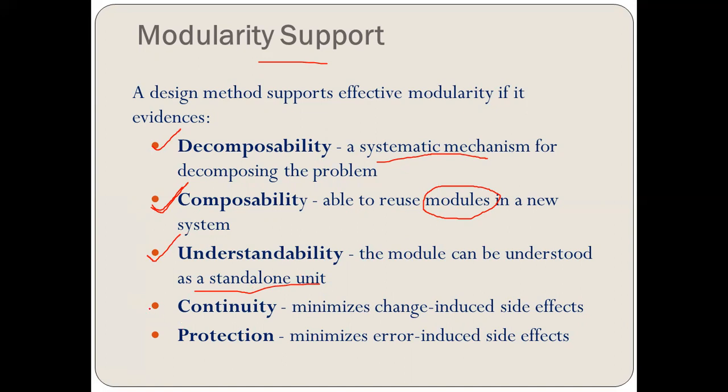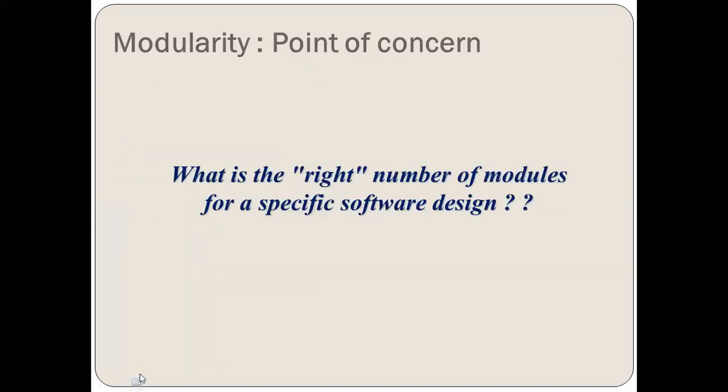Next one is continuity. Continuity minimizes change-induced side effects. Change is minimized with the help of continuity, and it provides protection. We should minimize error-induced side effects. So with the help of modularity, we can protect against errors and minimize them. So these should be included in modularity.